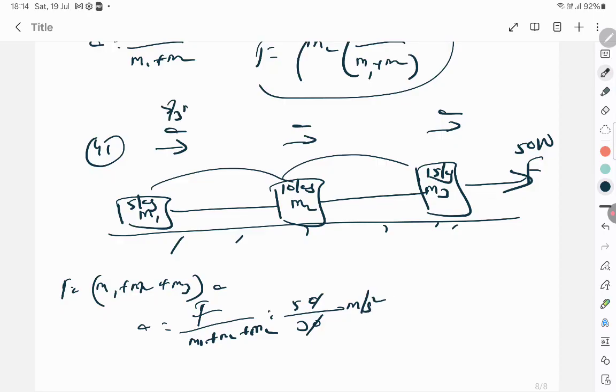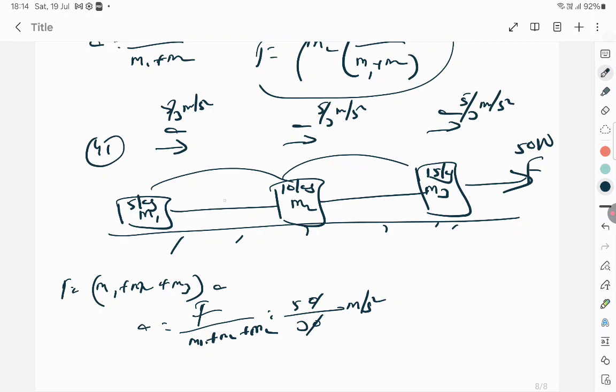This is 5 by 3 meter per second square, and this is also 5 by 3 meter per second square. Now the question is, what are they asking us to find? T1 and T2, the tensions in this system.